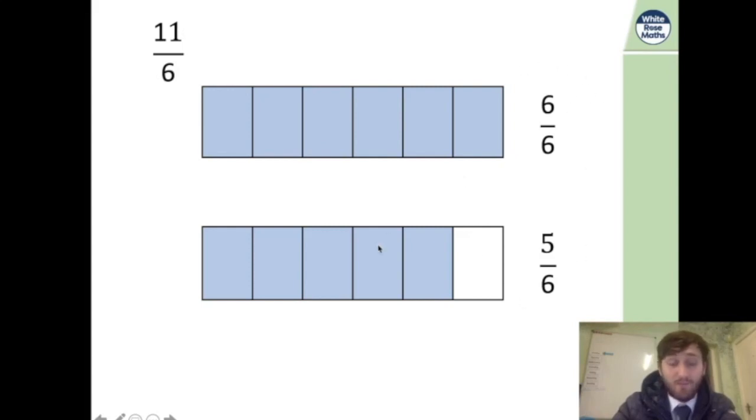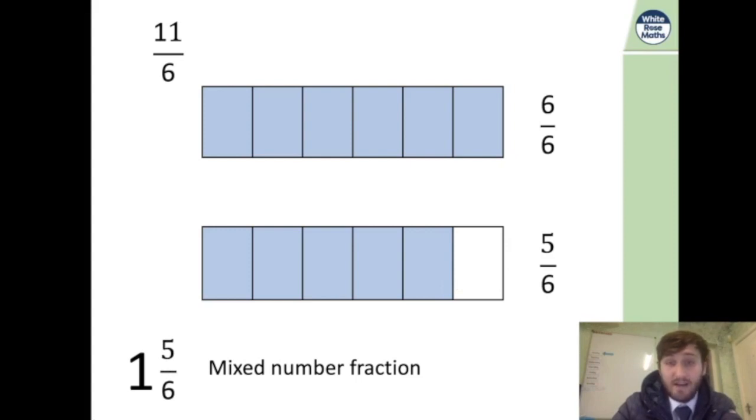But another way that I can represent this is by using a mixed number fraction. Now to show this, all I need to do is, I've got 6/6, which is 1 whole, so I put a big 1, and then next to it, if my numerator isn't quite 1 whole, so I've got 5/6, I can then put that next to it, so it's 1 whole and 5/6. Just another way of representing an improper fraction.